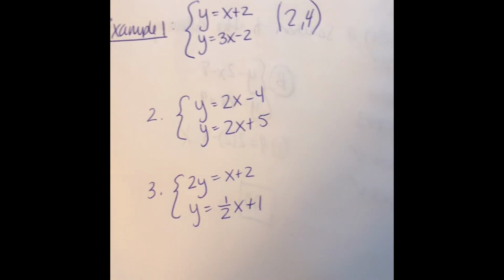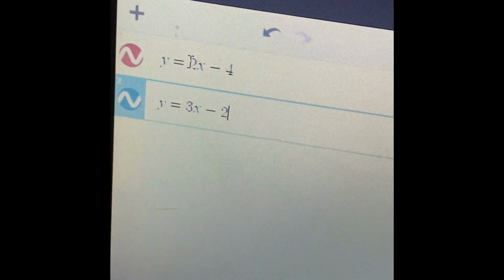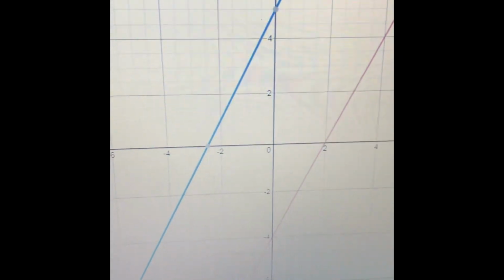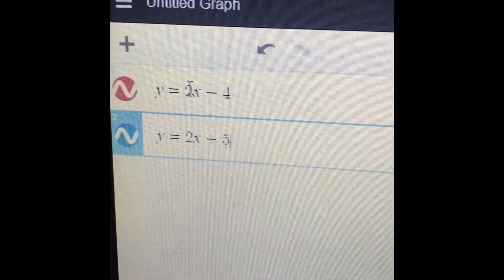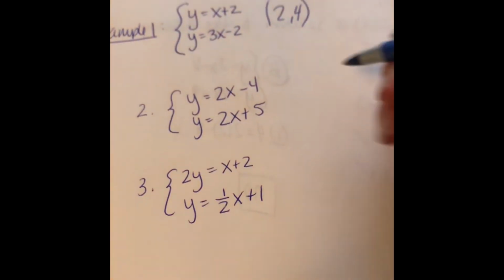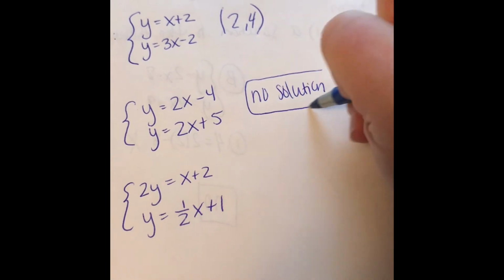In my Desmos, I'm going to do example number 2. We have y equals 2x minus 4, and the second equation is y equals 2x plus 5. When we graph that, you should notice that these are parallel lines, and by looking at the equations in slope-intercept form, both of the slopes are 2. So the solution is no solution, because they are parallel.